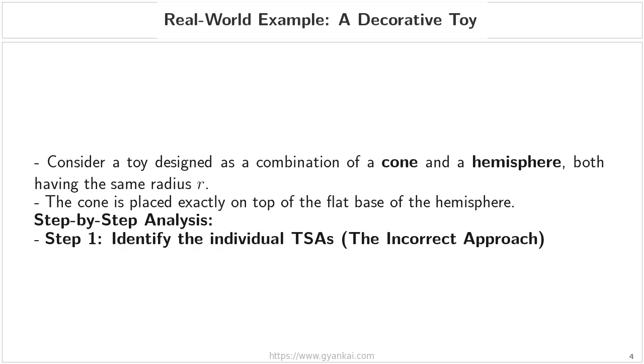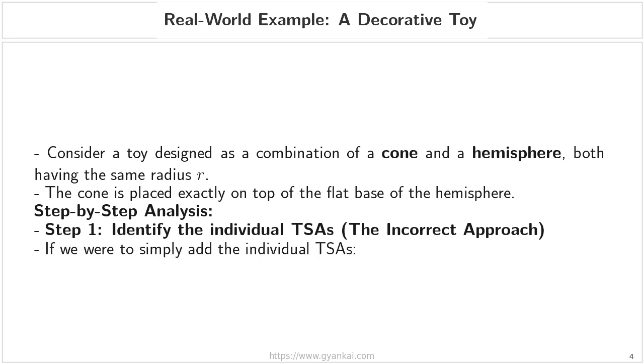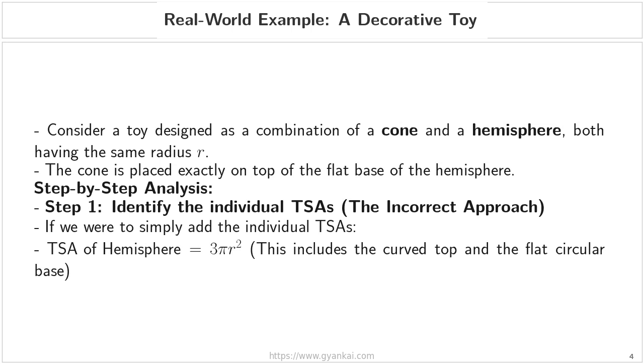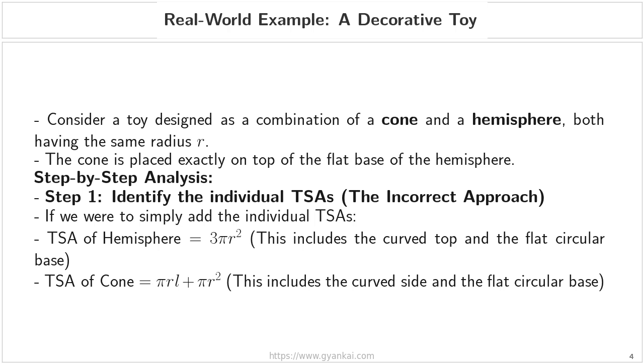In this first step, let's pretend we are making the common mistake we discussed in the previous slides, simply adding the individual total surface areas together without considering the contact area. First, let's look at the hemisphere. The total surface area of a hemisphere is equal to 3 pi r squared. It is important to remember that this formula includes both the curved top and that flat circular base. Next, let's look at the cone. The total surface area of a cone is equal to pi r L plus pi r squared. Again, this formula accounts for both the curved side and the flat circular base.